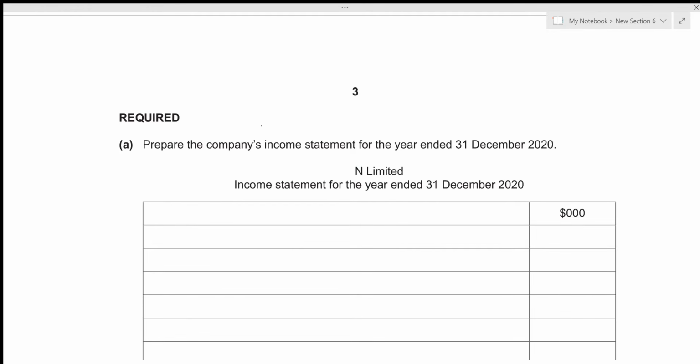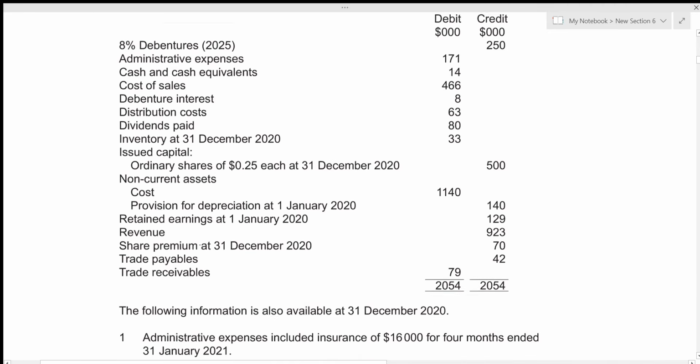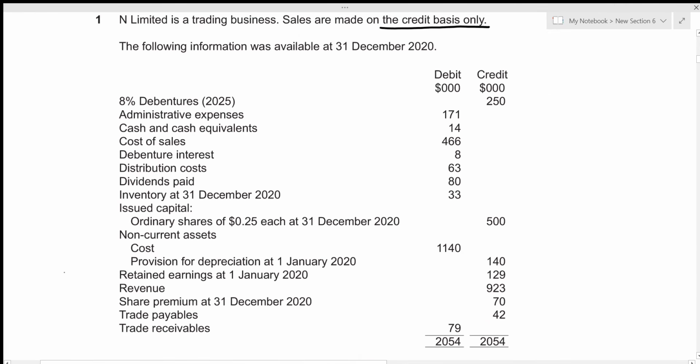So whenever we are preparing an income statement, we always start with the revenue. So let's write that down first. Now for the value of revenue, we have to look for it in the given information. So revenue is given right here and it amounts to 923,000. So let's write that down.